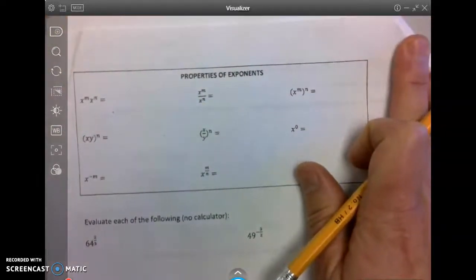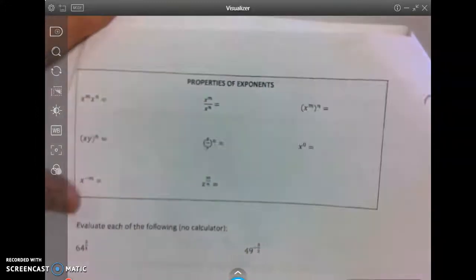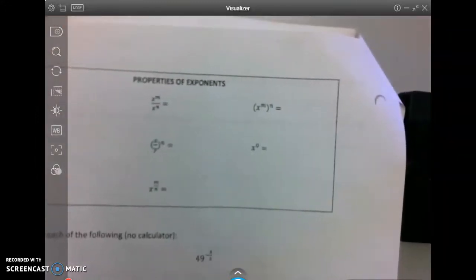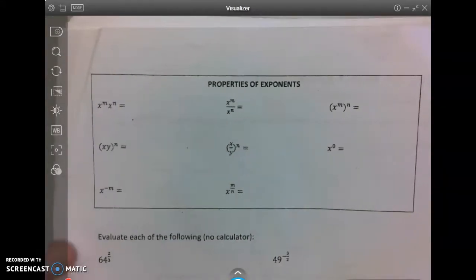All right, so this page, sorry, just trying to make sure you guys can see everything clearly. I think I just made it worse. So I'm going to review these properties, and then we'll start applying them.